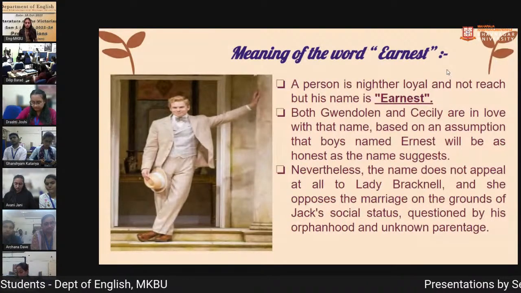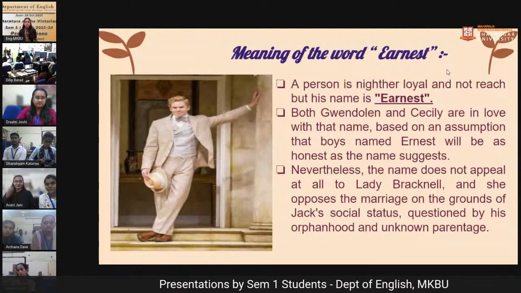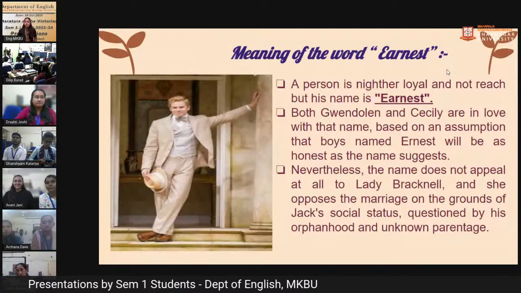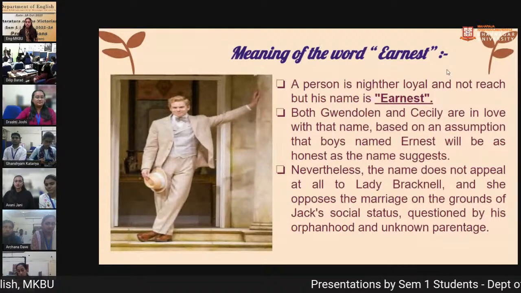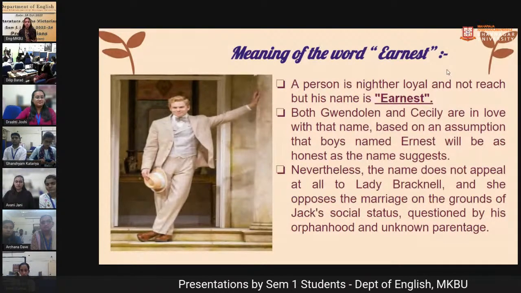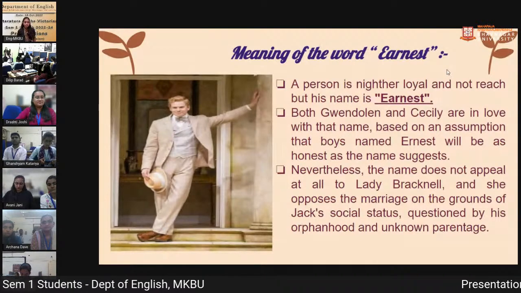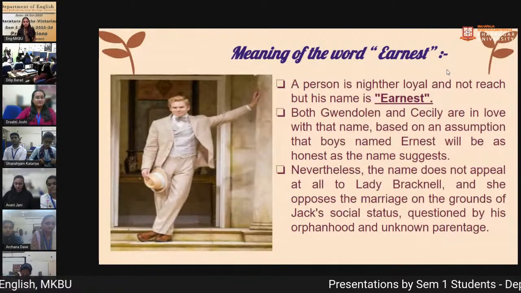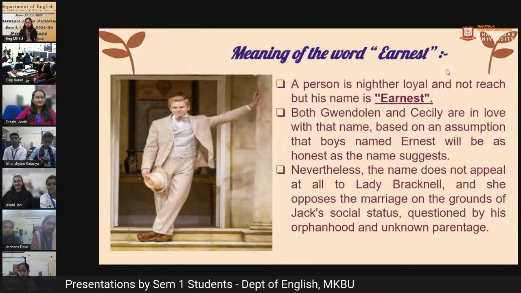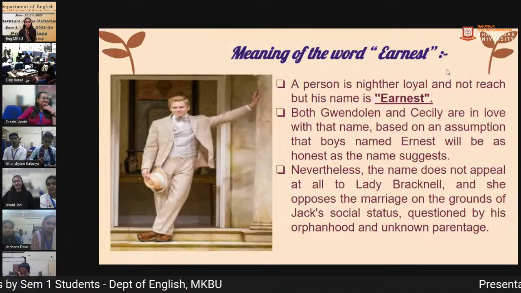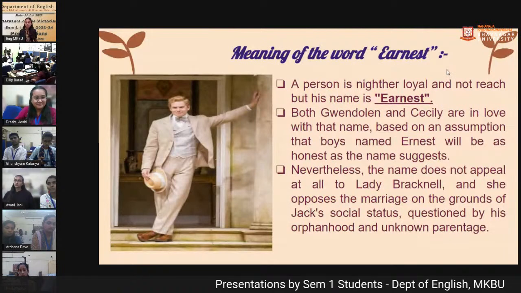According to Gwendolyn and Cecily, Ernest means they love this name, because they both feel that the name Ernest will be as honest as the name suggests.